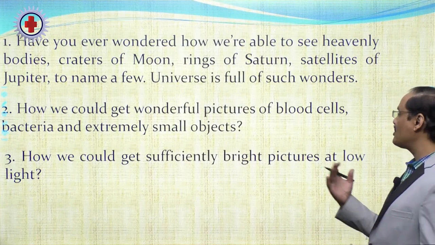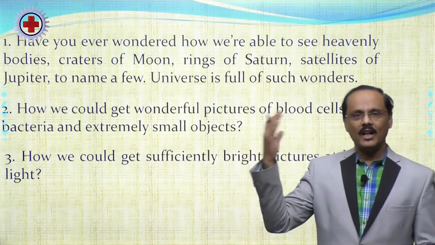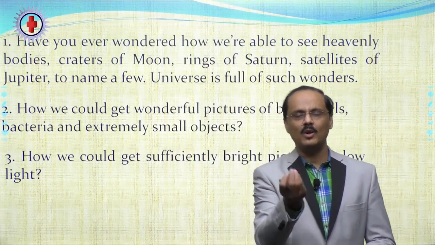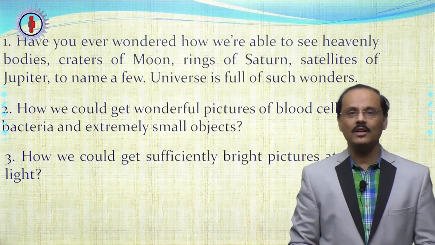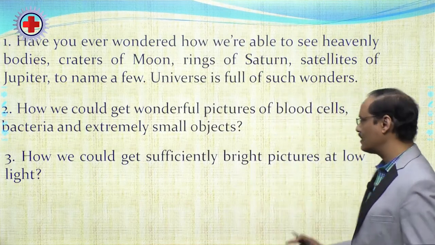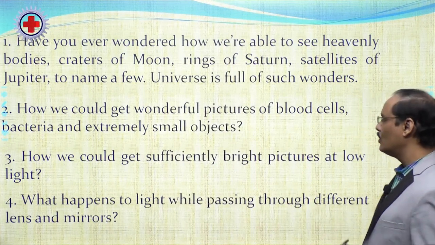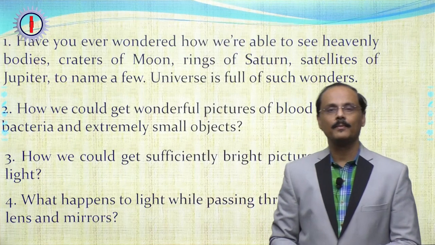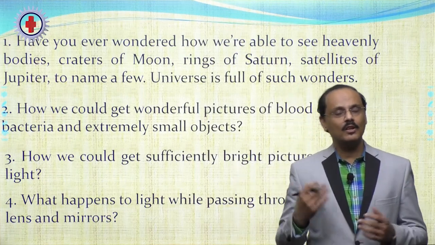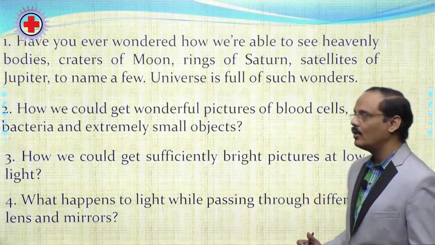How could we get sufficiently bright pictures at low light? As you could see, light from distant planets and galaxies is very feeble, a small amount of light comes, but still we get beautiful pictures of them. How could we get that? What happens to light while passing through different lenses and mirrors? When light passes through lenses and mirrors and their combination, then what happens to light? How is the image formed? Those things we will be getting now.